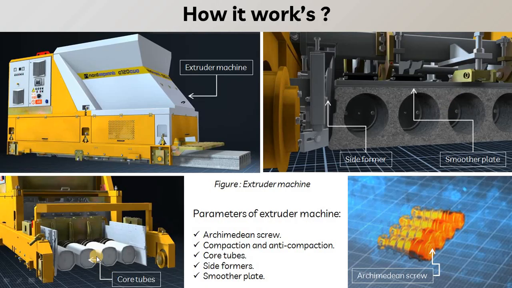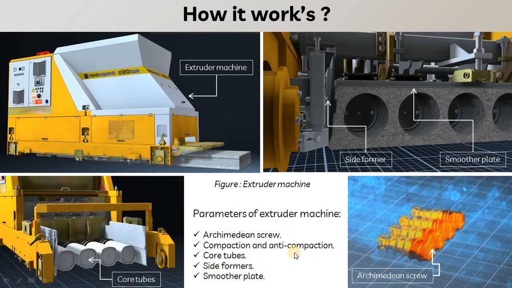And here you can see the core tube that is extruding the material, and the shape is retained. On the right hand side bottom, you can see the screw that is used to push the concrete. We'll see how this machine works, and we will also go through one video in which it will be clear how this machine works. There are some parameters on which this machine works. That is the Archimedean screw.